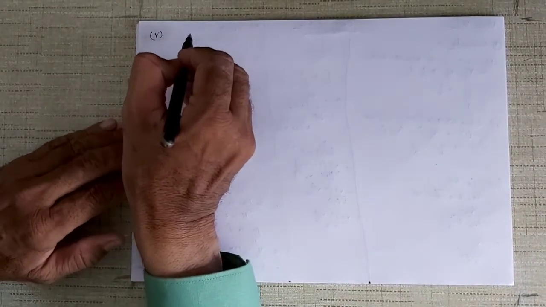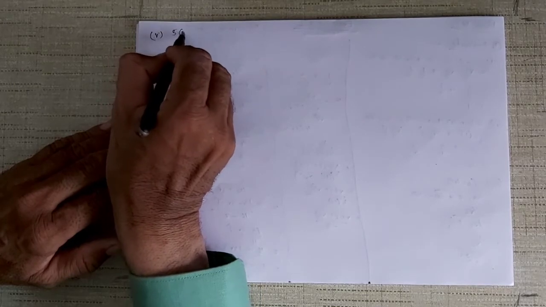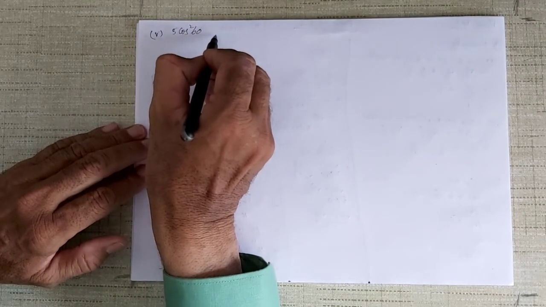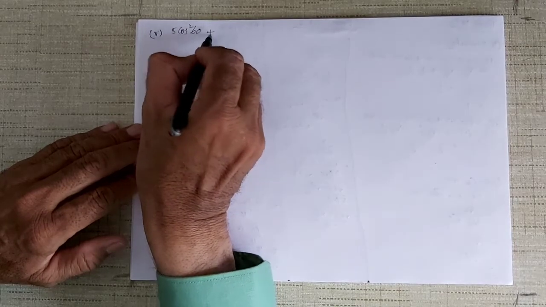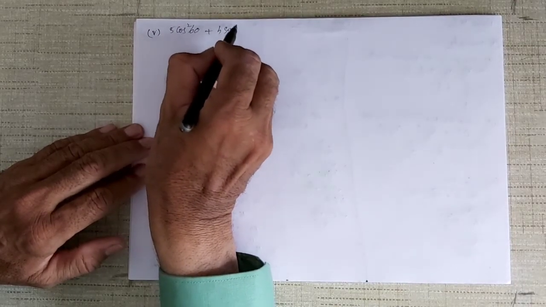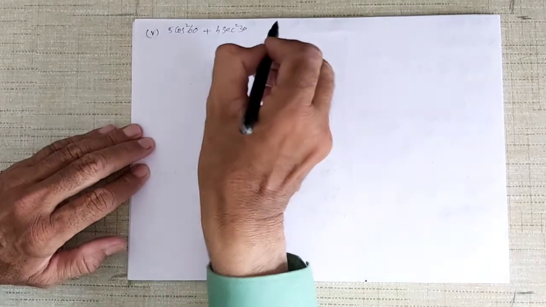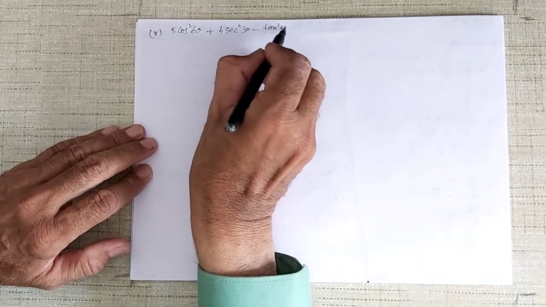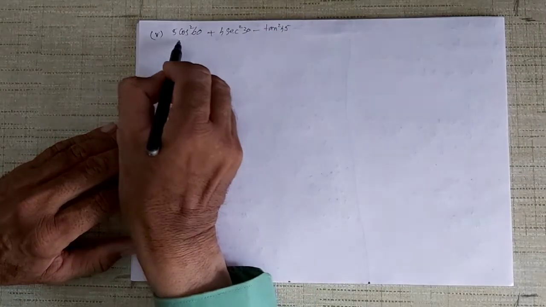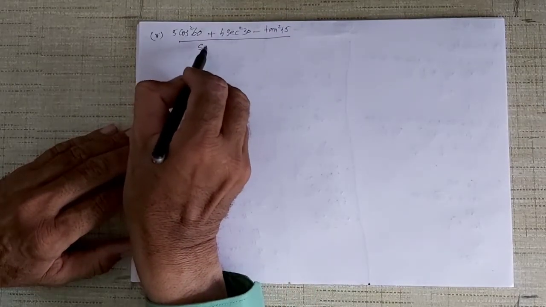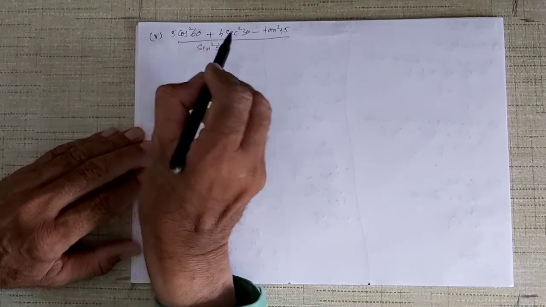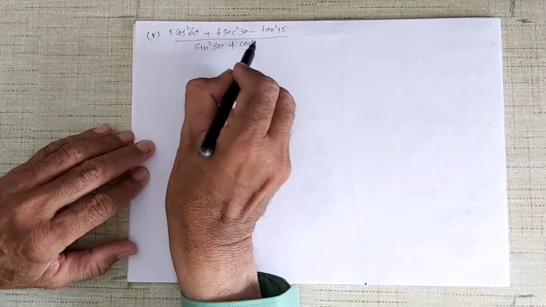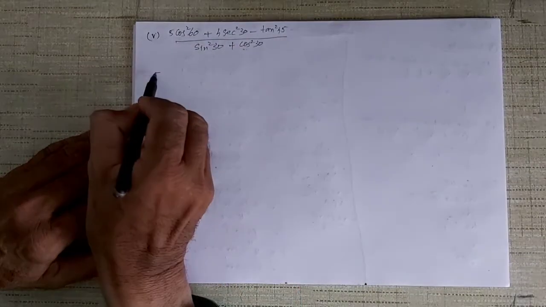Fifth one says 5 cos square 60 plus 4 sec square 30 minus tan square 45 upon sine square 30 plus cos square 30. Alright, now let's put the values.